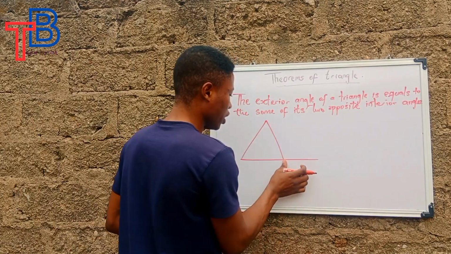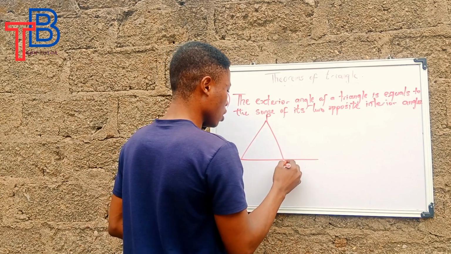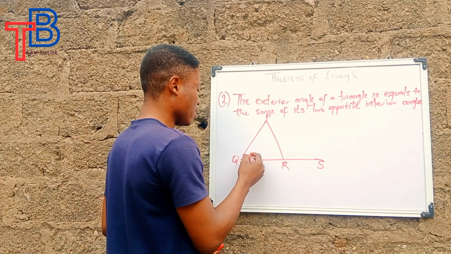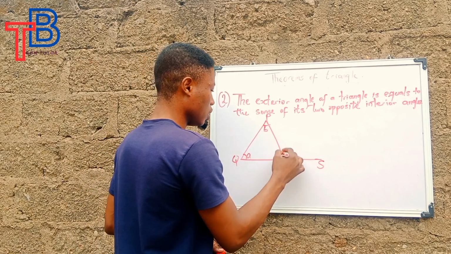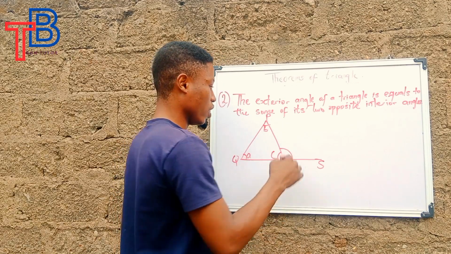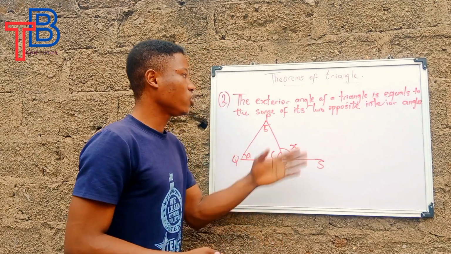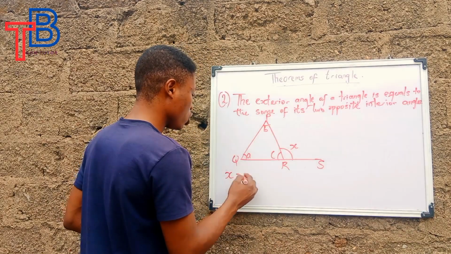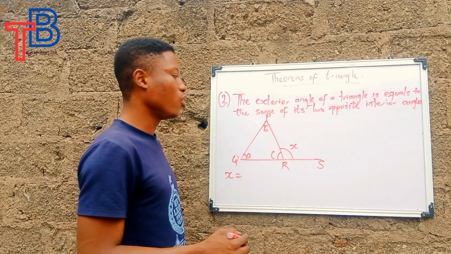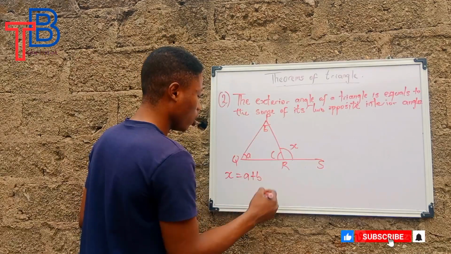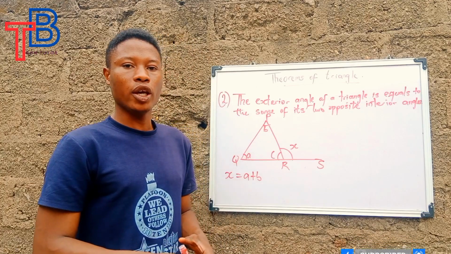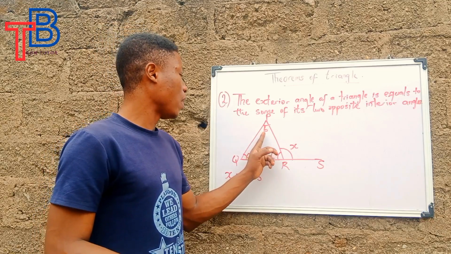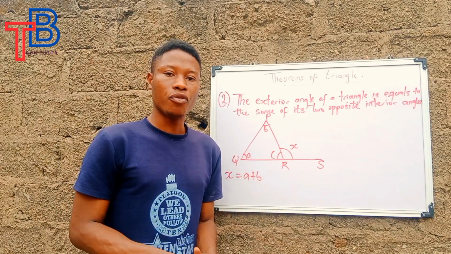Let's say you have a triangle PQR, and this line extended here is your S, and this triangle has angles A, B, and C. Let's say there is one exterior angle here called X. What this theorem is trying to let you understand is that this exterior angle here, that is your X, is equal to the sum of the two opposite interior angles, that is A plus B. So for you to get your X, you have to know the value of your A and your B if you do not want to make use of your C.